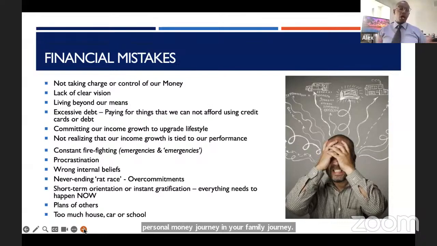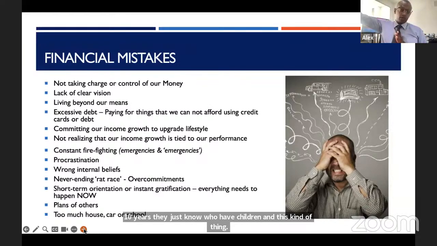Will you be building your house? Will you be going to school? Will you be traveling? Will you be having children? Which school will they be going to? Those kind of questions people don't ask themselves. So they don't have a clear vision of themselves after 5 years, after 10 years. They just know I will have children and this kind of thing. So you're always under pressure because you don't see that future.